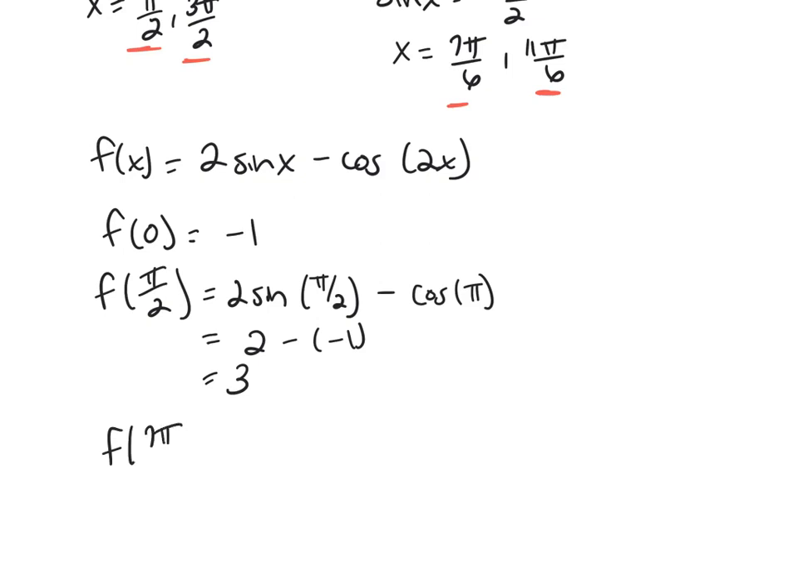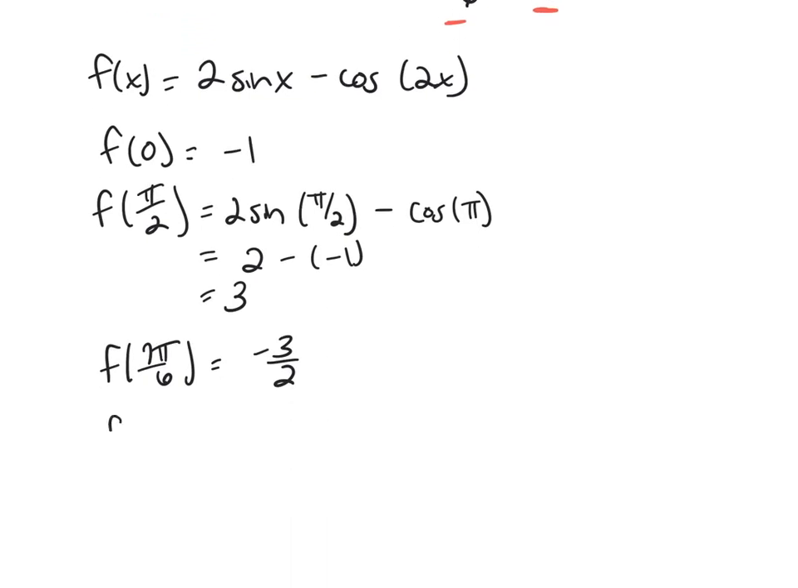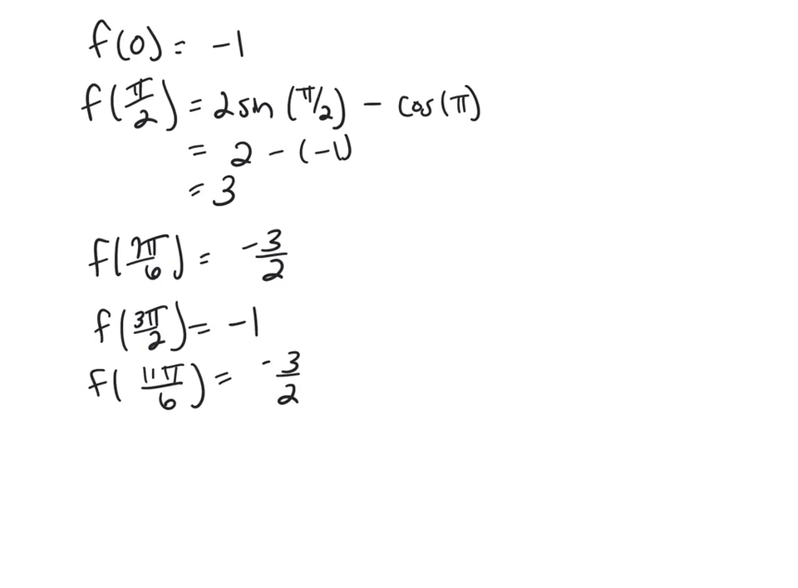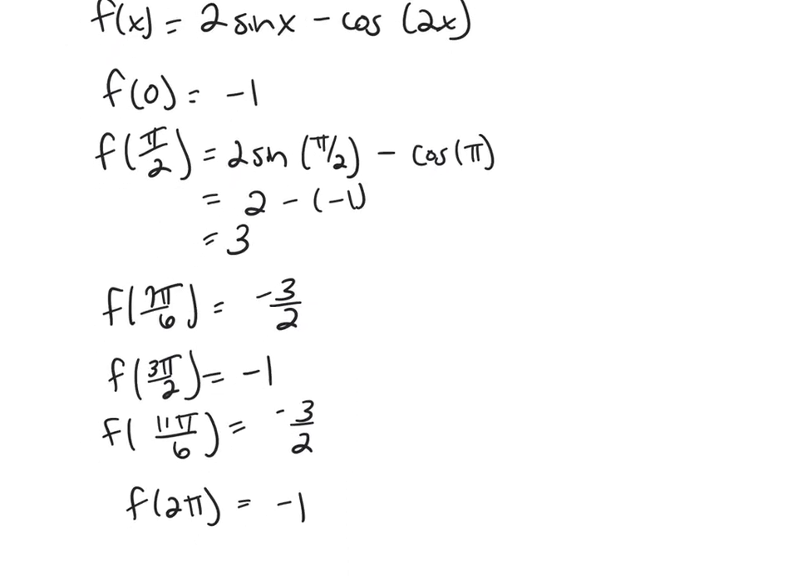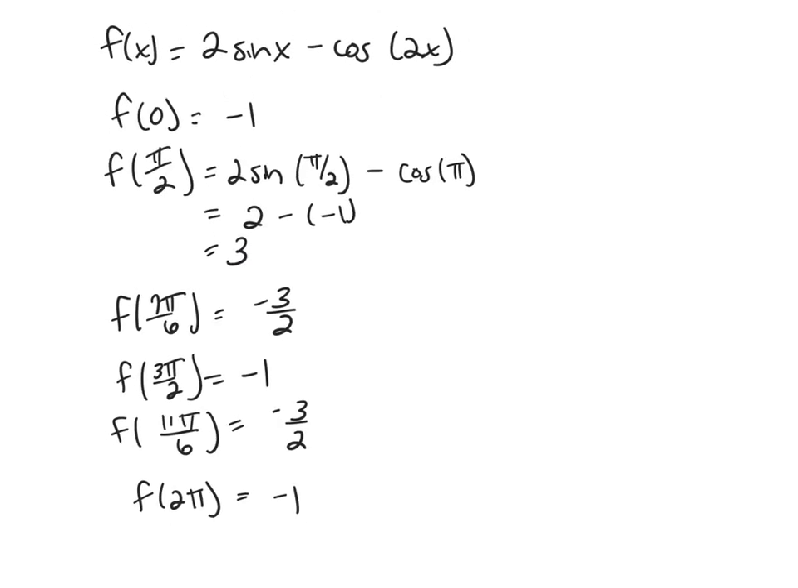If you plug in 7 pi over 6, you should be getting negative 3/2. 3 pi over 2, you should get negative 1. 11 pi over 6, you should be getting negative 3/2. And 2 pi will be negative 1. So you need to compare all 6 of these values. 1, 2, 3, 4, 5, 6.